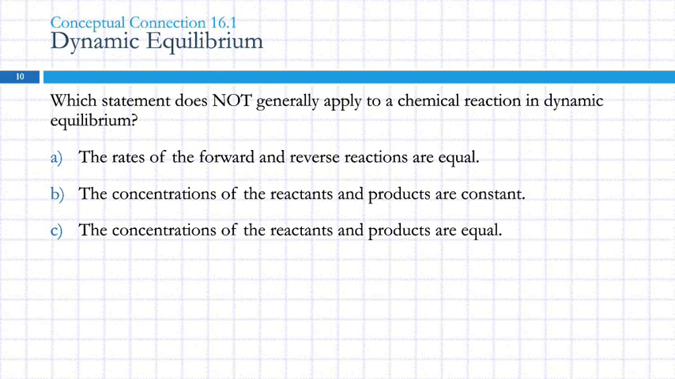Which statement does not generally apply to a chemical reaction in dynamic equilibrium? A, the rates of the forward and reverse reactions are equal. B, the concentrations of the reactants and products are constant. C, the concentrations of the reactants and products are equal. Which is not true? C.